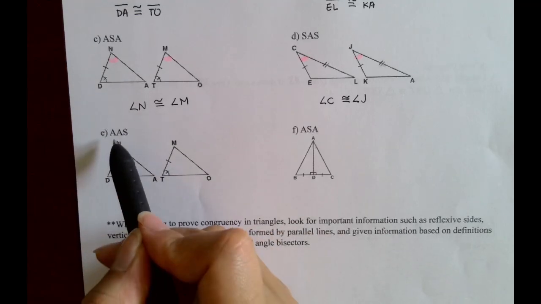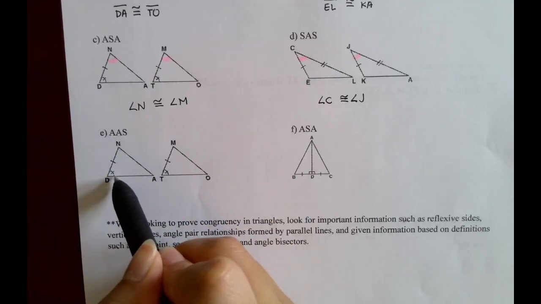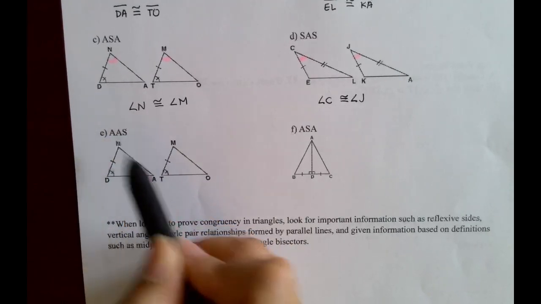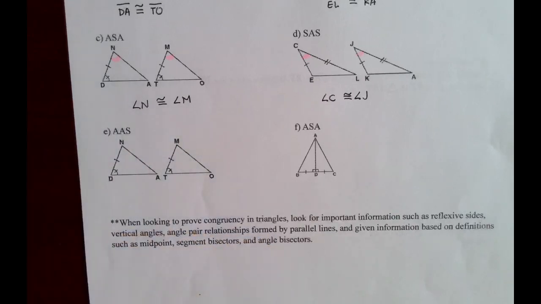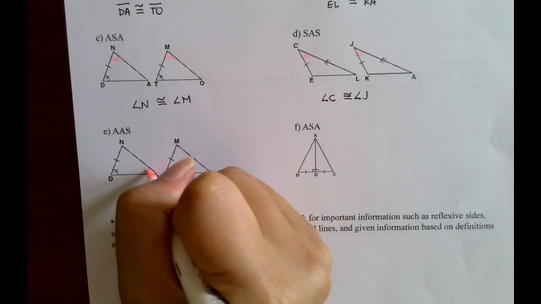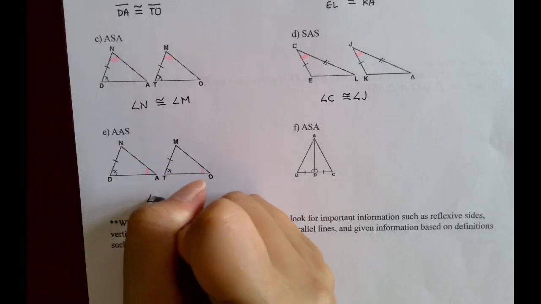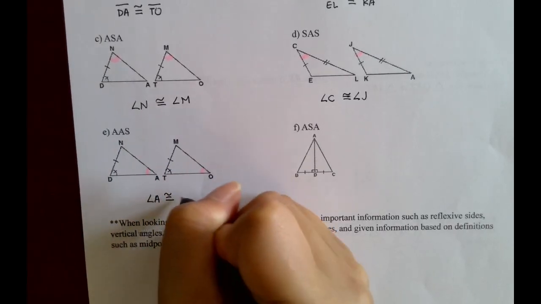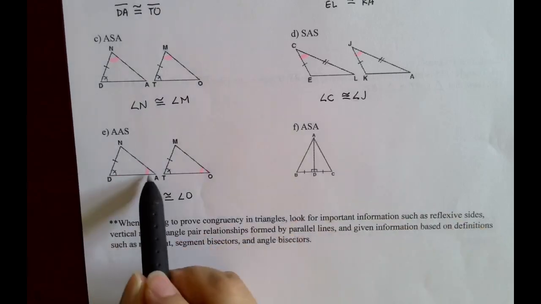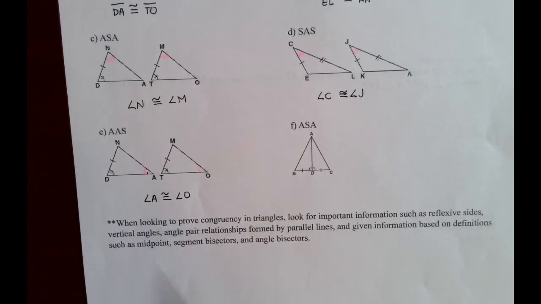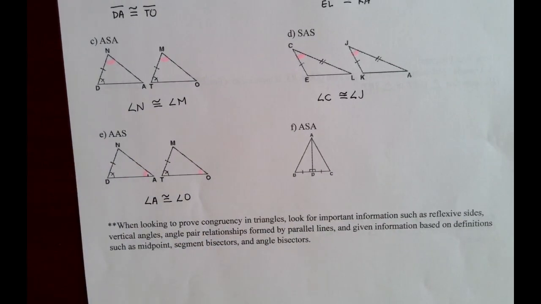This one here is angle, angle, side. So I already have an angle and a side. So I'm now missing the angle in front of it. So that would be here. So I'm missing the part that tells me that angle A is congruent to angle O. Because then I will have angle, angle, side. Right? So the order matters.